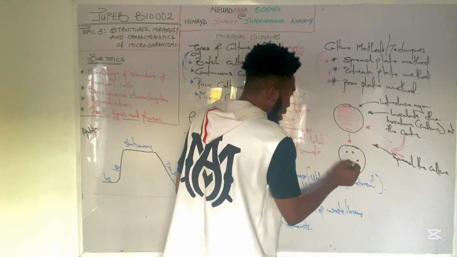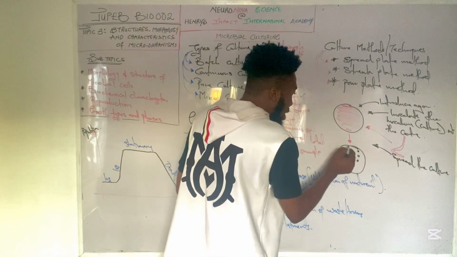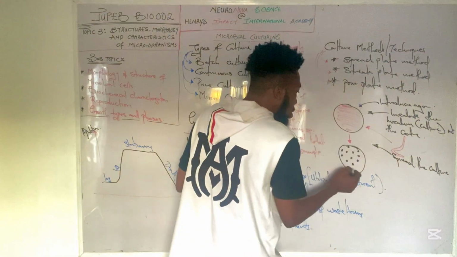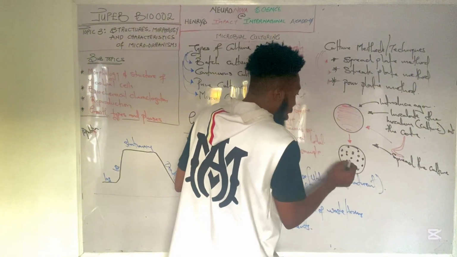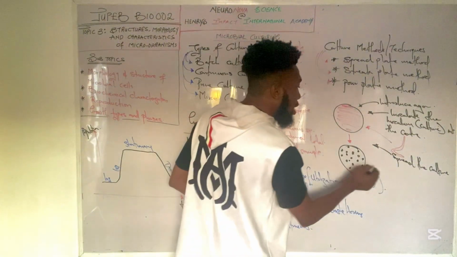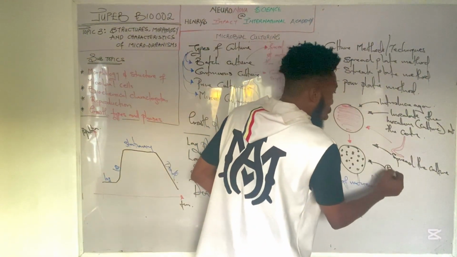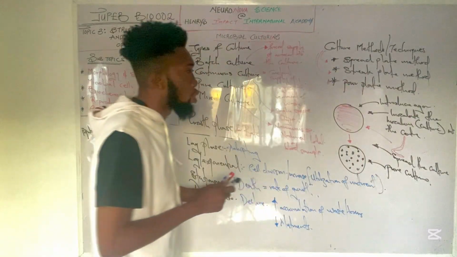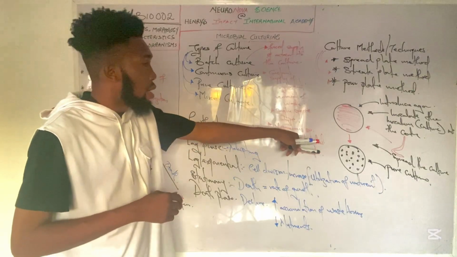tiny colonies, because each bacterial cell in the culture will start growing its colony, tiny colonies of identical cells. So this is used in producing what we call pure cultures. The spread plate method usually is useful in producing pure cultures.